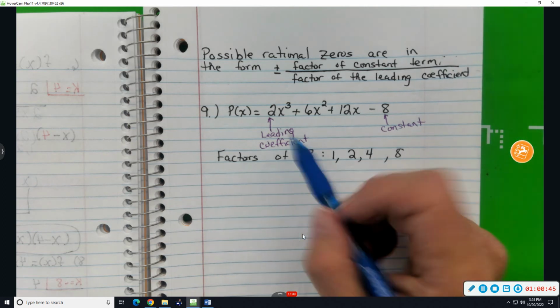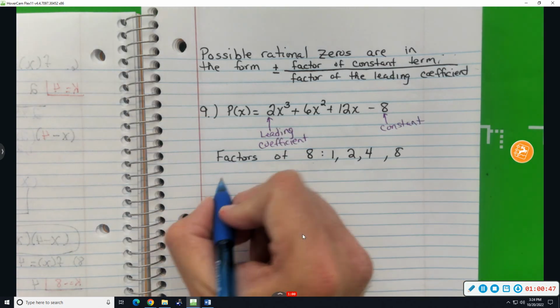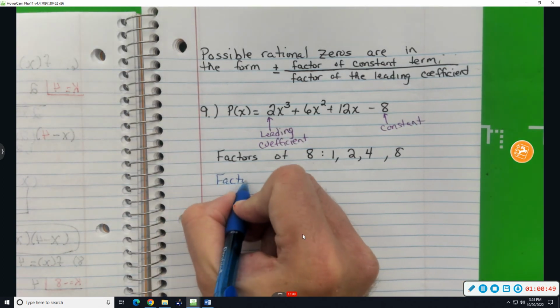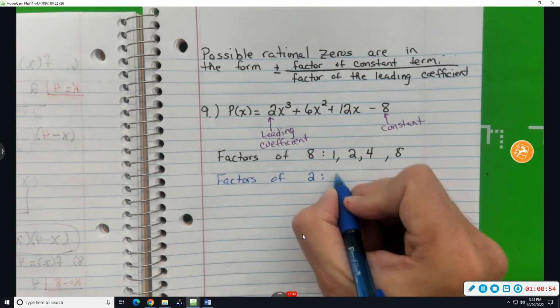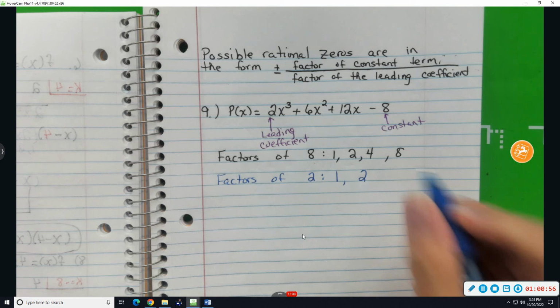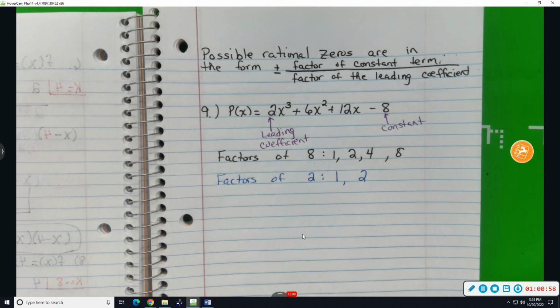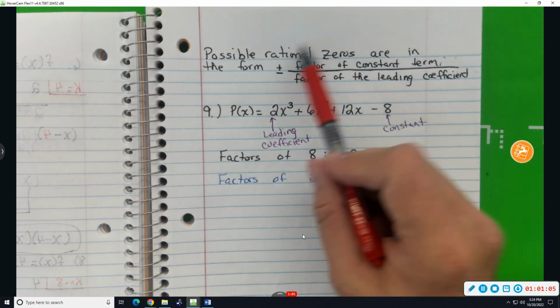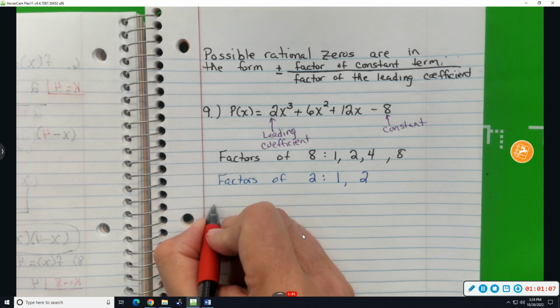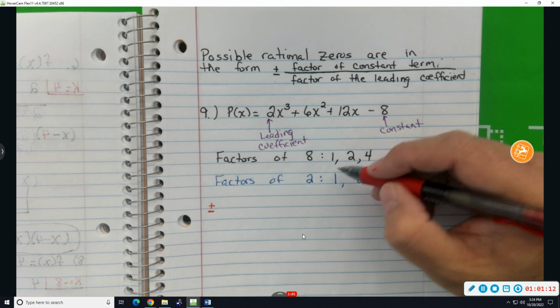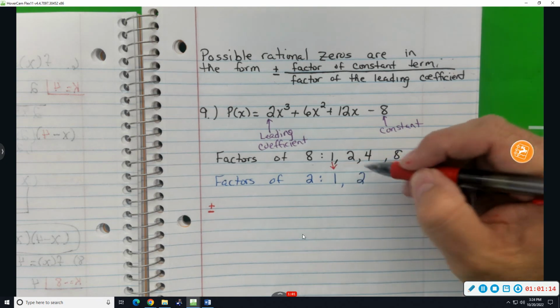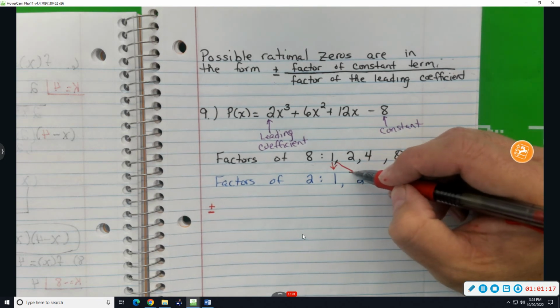Now, the leading coefficient is that number 2. So let's write out the factors of 2. 1 and 2. Those are the only ones that divide evenly into 2. And now you're going to put it together in these fractions. Plus minus, and you're going to take every one of these numbers and put them over both of those numbers.